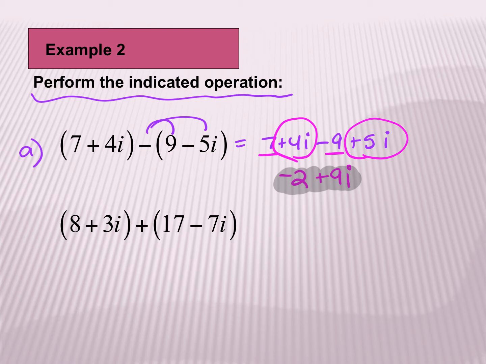You can't. We only simplify if it's an i squared. Correct. Or higher. So it could be like i to the third and you can simplify that. But I'll get to that.